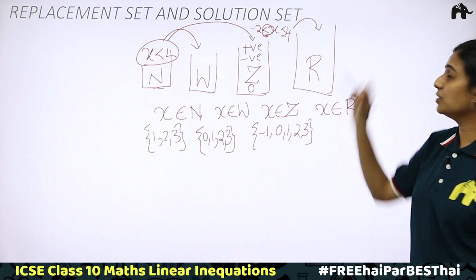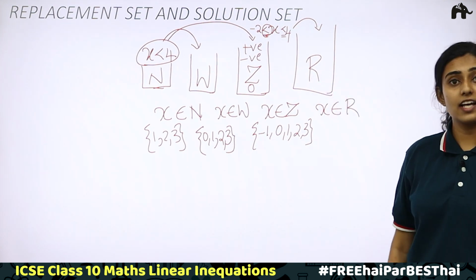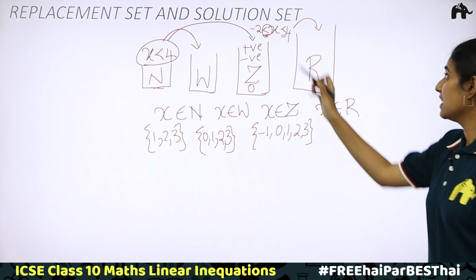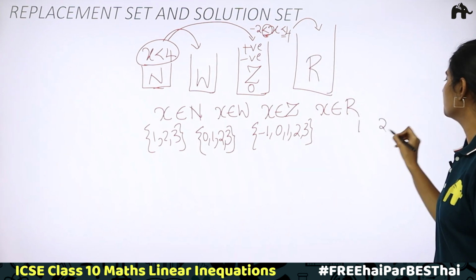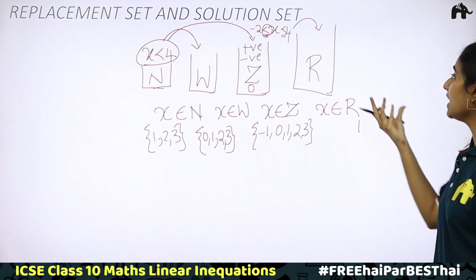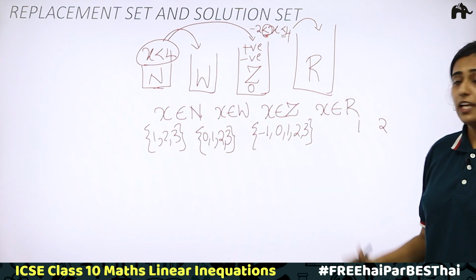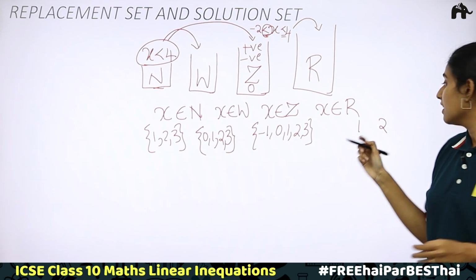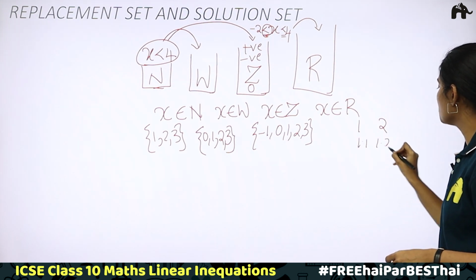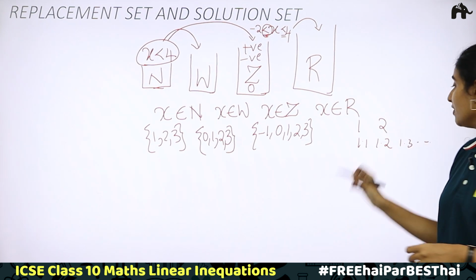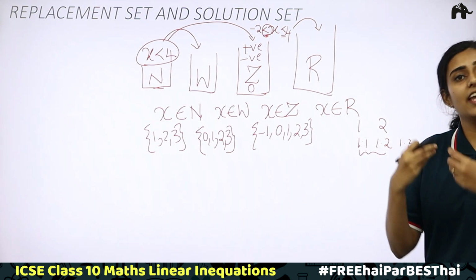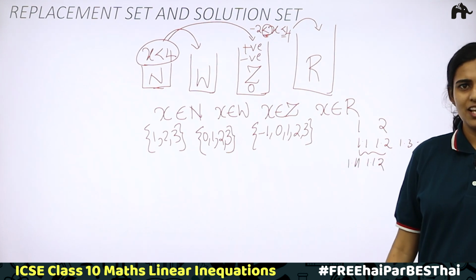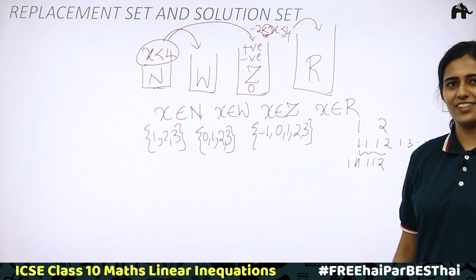Applying the same condition to the fourth set, that is the set of real numbers, what do you get here? When you take just two numbers, let it be 1 and 2, X is a number lying between minus 2 and 4. Between 1 and 2 you have plenty of numbers: 1.1, 1.2, 1.3, etc. Between 1.1 and 1.2, again you have plenty of numbers: 1.11, 1.12, etc. So representing in these brackets is very difficult, right?